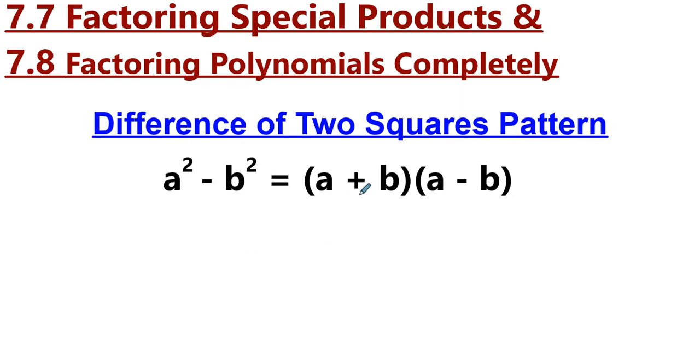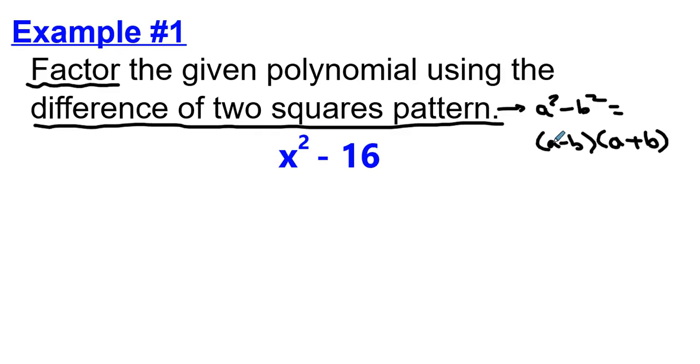Now here I've got a plus b times a minus b. It does not matter which way you write it because the commutative property of multiplication says you can change the order that you multiply, you will still get the same result. So like 2 times 3 equals 3 times 2. Doesn't matter what order you multiply in. So a minus b times the quantity a plus b is the same thing as a plus b times the quantity a minus b. All right, so here we go.